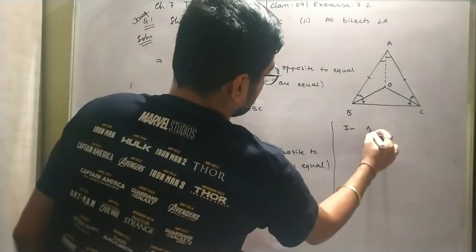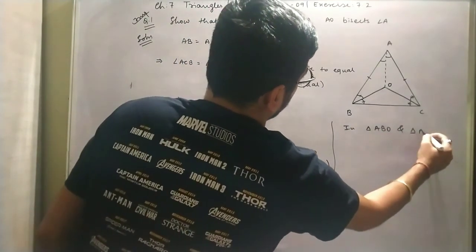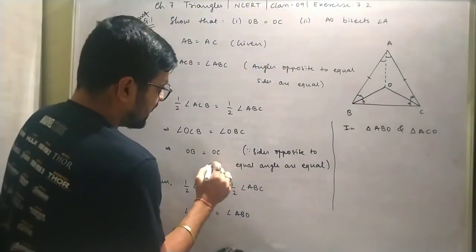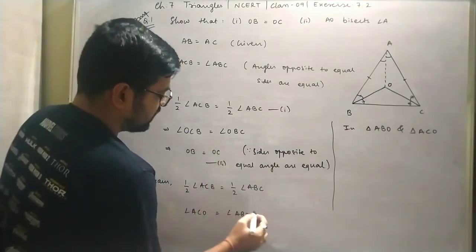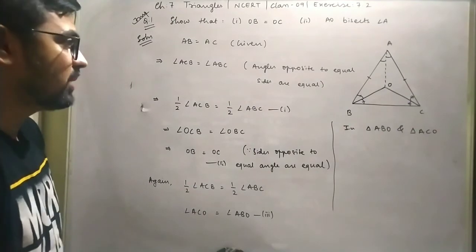I'm going to consider two triangles. One of them is ABO and another one is ACO, correct. The result that came, let me call this equation number 1, this equation number 2, this equation number 3, correct. So we can utilize them properly.